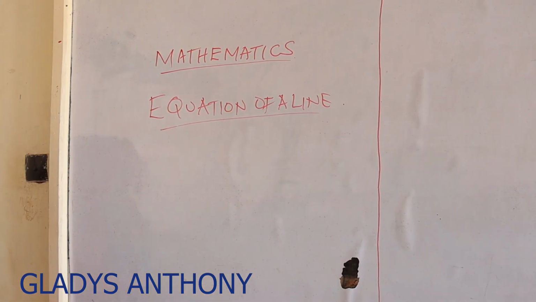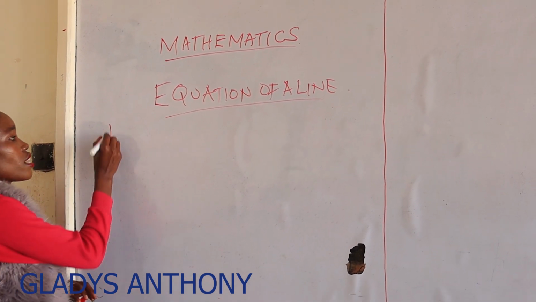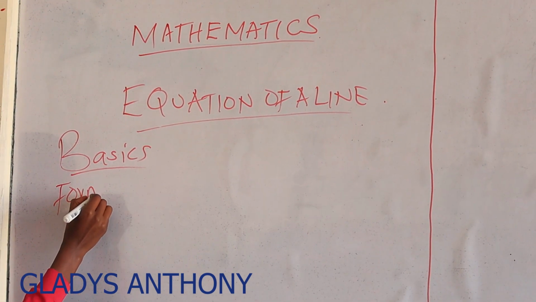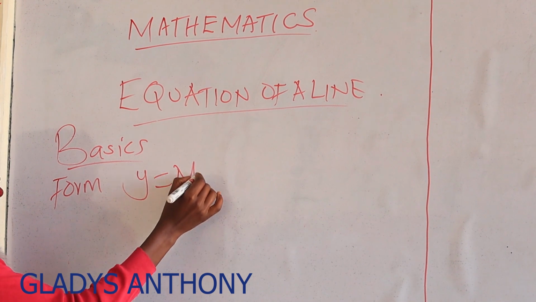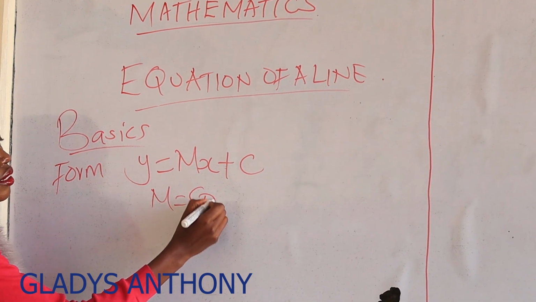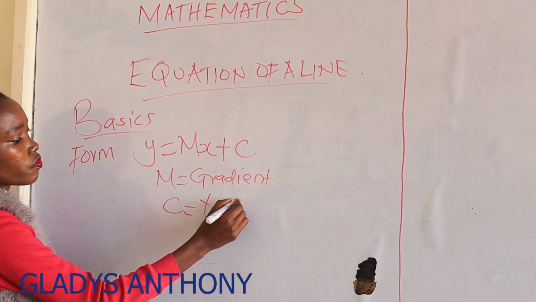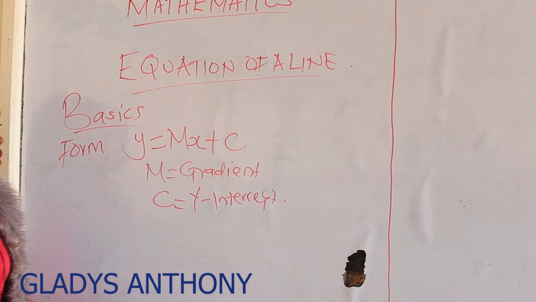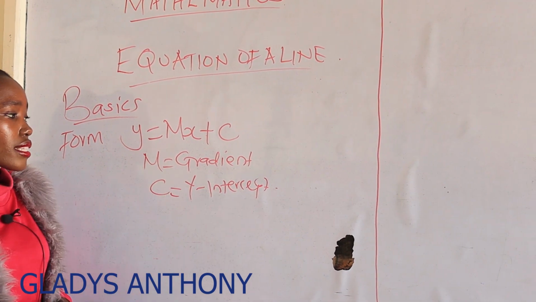So, equation of a line. To handle such a question, we have to look at some basics. The first one is the form of the equation of a line. The form is y = mx + c, where m is the gradient and c is the y-intercept. So we ask ourselves, what is gradient? The gradient is the inclination of the line towards the x-axis.